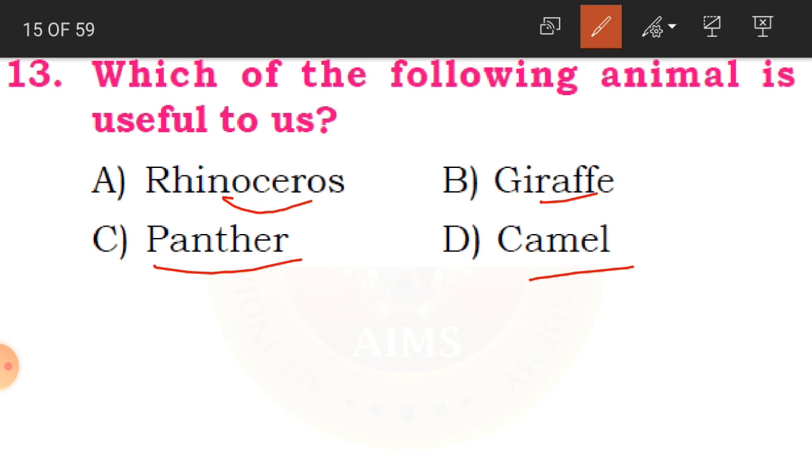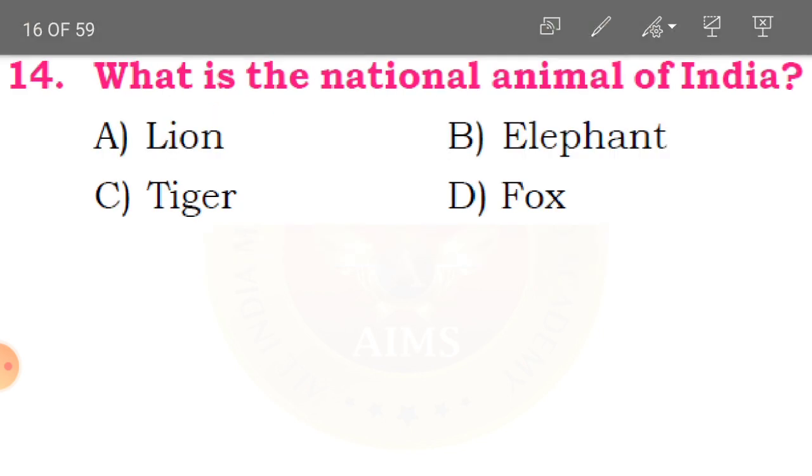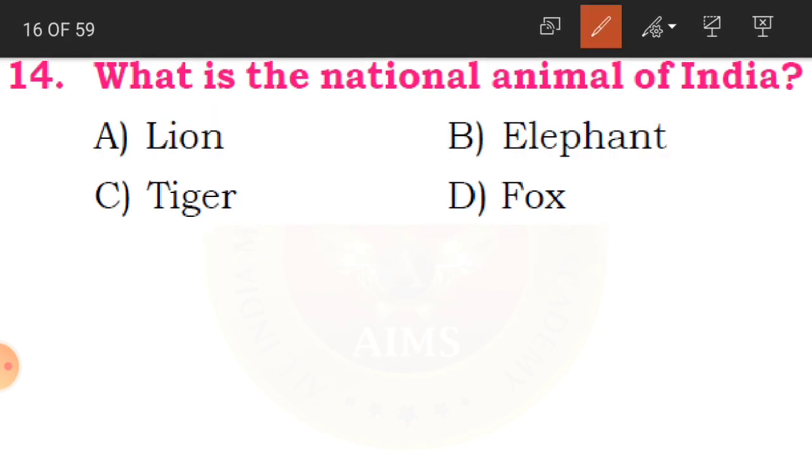Which animal is used by us, by human beings, the most? Camel, D. Why? It lives in deserts and it can store water for so many days. So that is why camel is useful for humans. Clear, children? Now, what is the national animal of India? A option lion, B option elephant, C option tiger, and D option fox. What is that, children? Yes, it is C option, tiger.